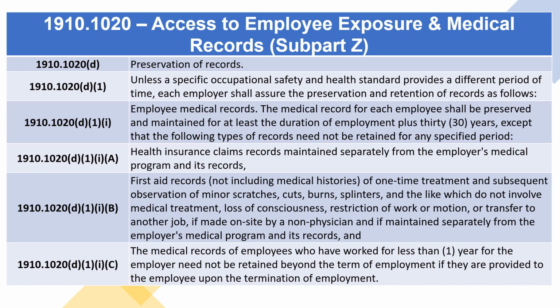1910.1020(d)(1)(i) Employee medical records. The medical record for each employee shall be preserved and maintained for at least the duration of employment plus 30 years, except that the following types of records need not be retained for any specified period. 1910.1020(d)(1)(i)(A) through (C). Health insurance claims records maintained separately from the employer's medical program and its records.